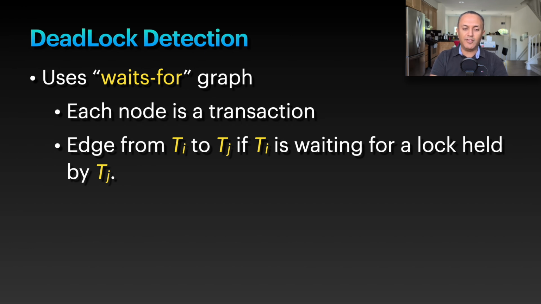So again, once we are able to put the edges, we can look at the graph and see if there are cycles or not. If there is a cycle, then this means that there's a series of transactions that are all waiting for each other, which means that this is a deadlock. Let's look at an example to see that in practice.